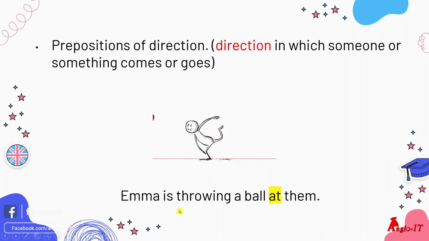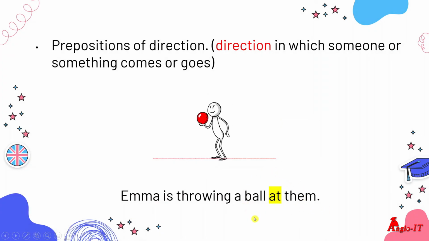For example, Emma is throwing a ball at them. Here at is the preposition.